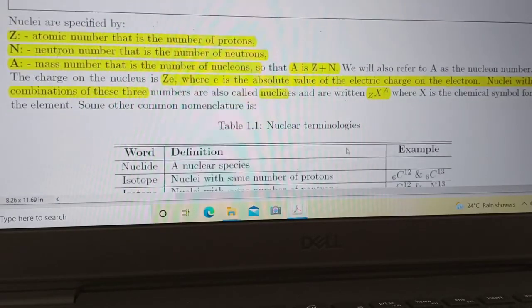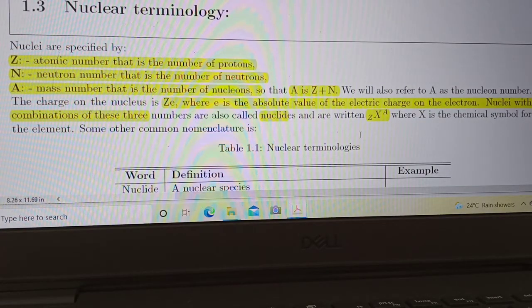Next we are going to the nuclear terminology. Z is the atomic number, which is equal to the number of protons, and capital N represents the neutron number. Capital A is the mass number, the number of nucleons. So the mass number A is equal to Z plus N, the proton number plus the neutron number. The charge on the nucleus is Ze, the atomic number times the absolute value of the electric charge on the electron.